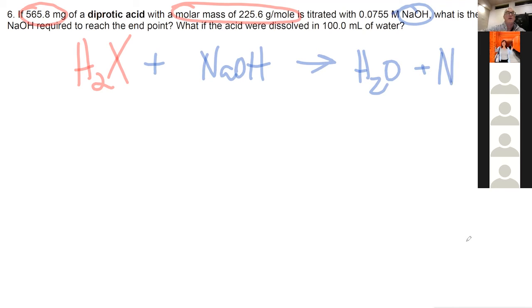We don't know what X is, but we know it has a charge of -2. How do we know that? Well, because it has two hydrogens associated with it. We know that sodium always has a charge of +1 when it's an ion. So if X has a charge of -2 and sodium has a charge of +1, it's going to take two sodiums to balance the charge on X. Really good job. So is this a balanced equation?